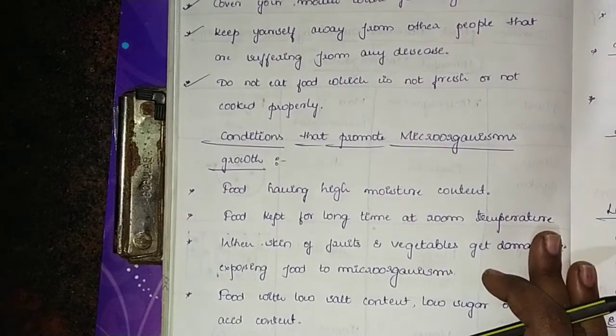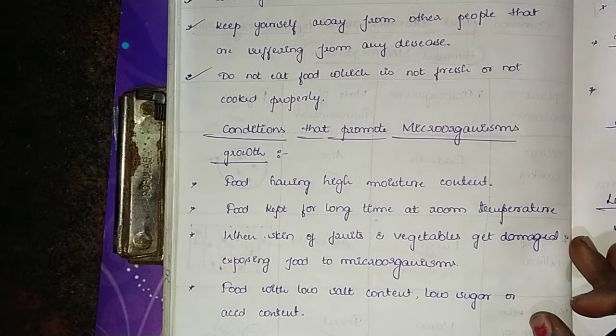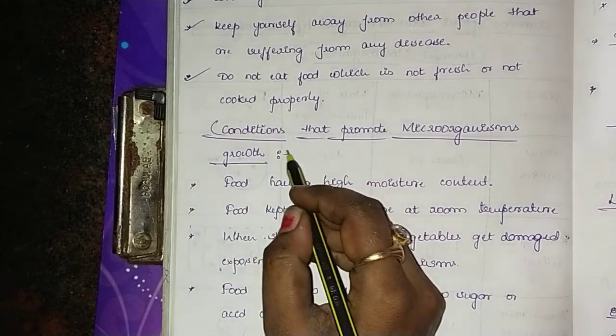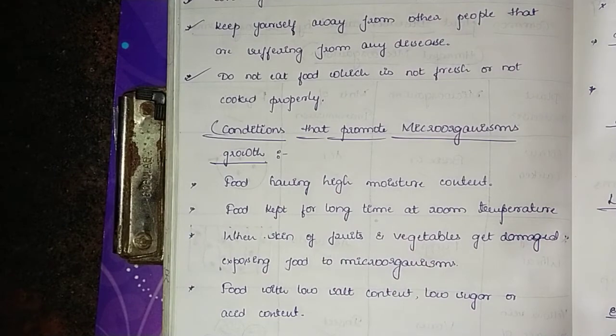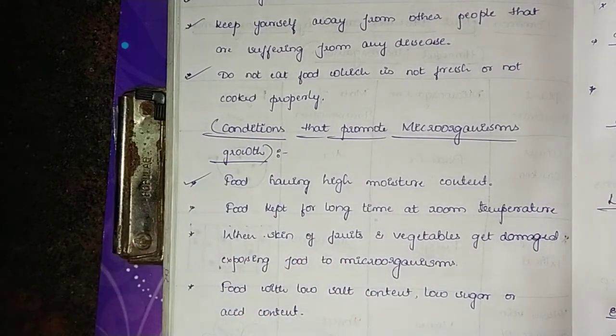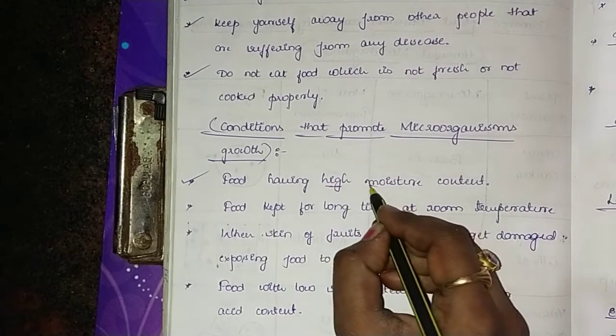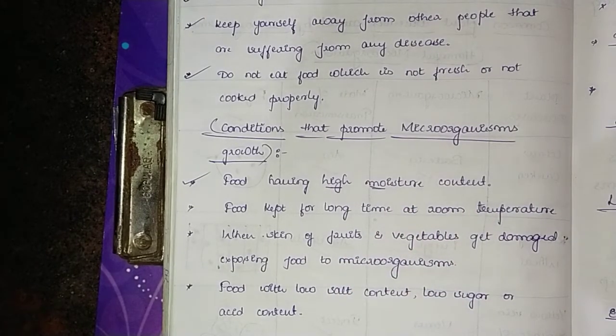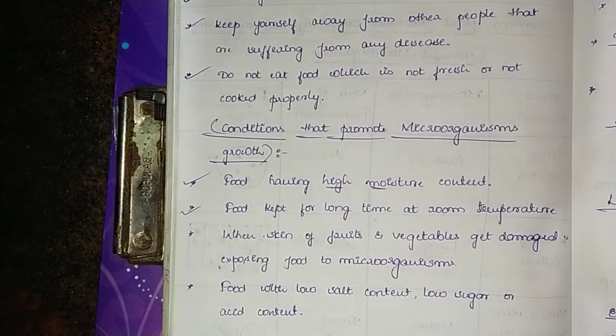Then conditions that promote microorganisms growth. Dealing with conditions that promote microorganisms growth, among that, first one is food having high moisture content. We need to carefully look at food having high moisture content. High moisture content means something very wet, something raw. Then food kept for a long time at room temperature. Even that is a condition that promotes microorganisms growth, when food is kept at room temperature for a long time.